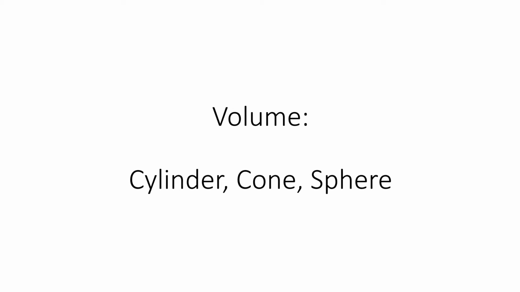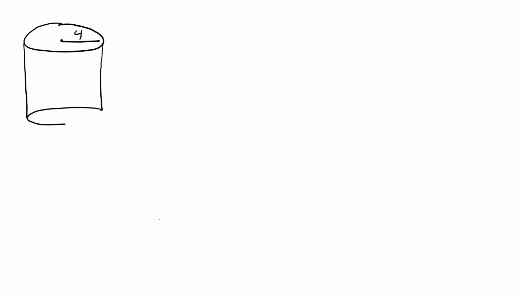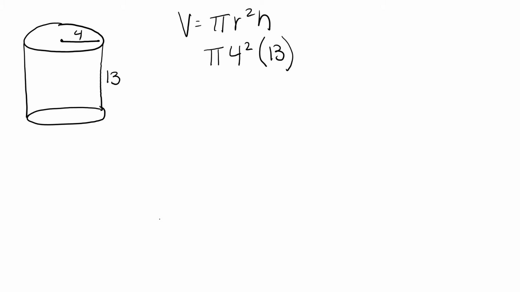This video is over volume of cylinders, cones, and spheres. For our first problem, we have a cylinder that has a radius of 4 and a height of 13. We use our formula, pi r squared h, plugging in our radius 4 and our height 13.